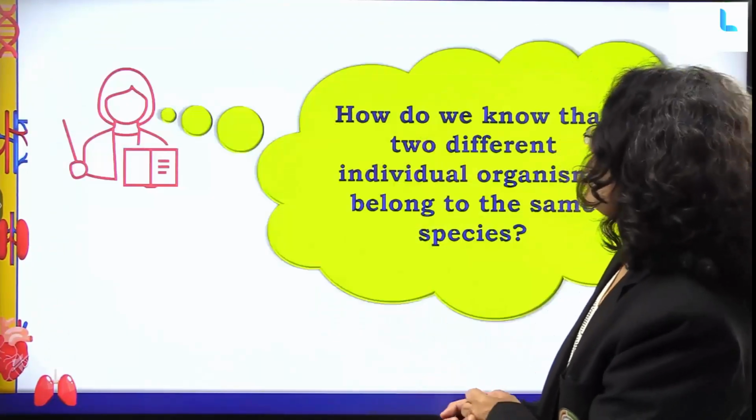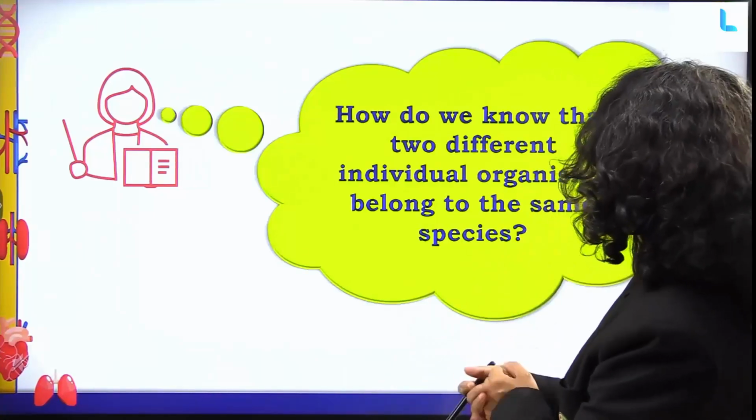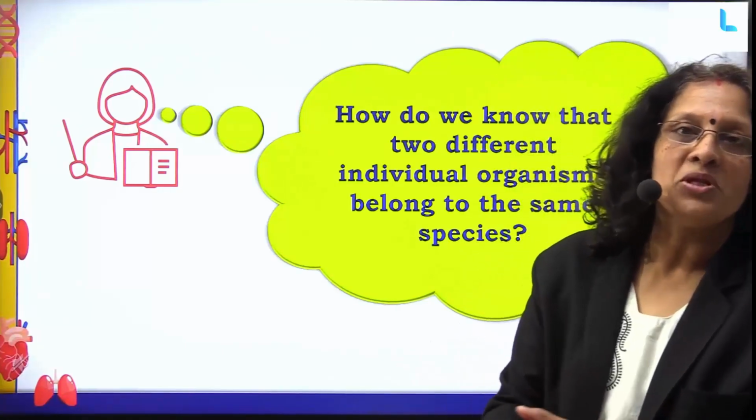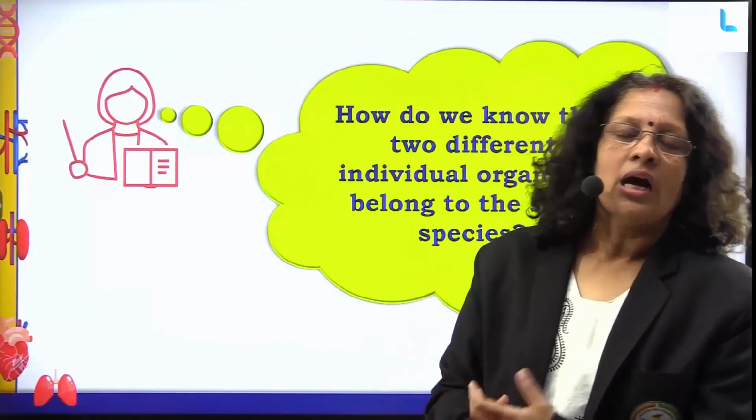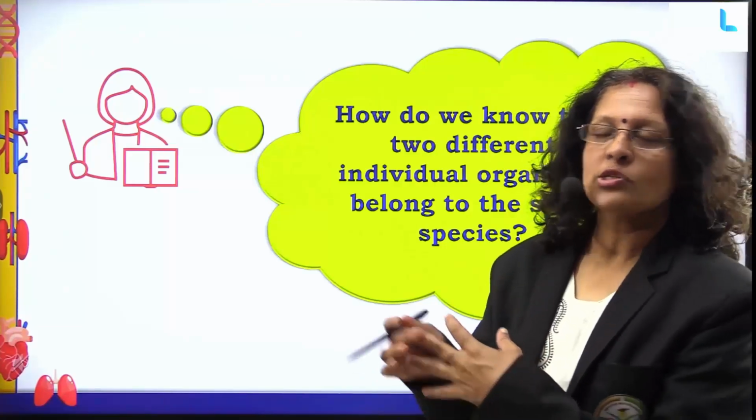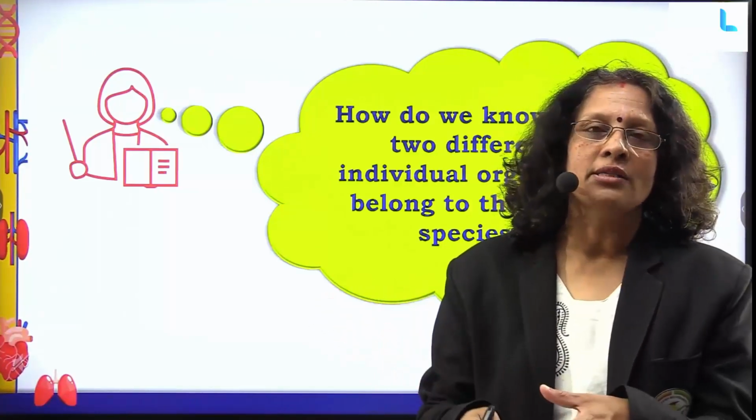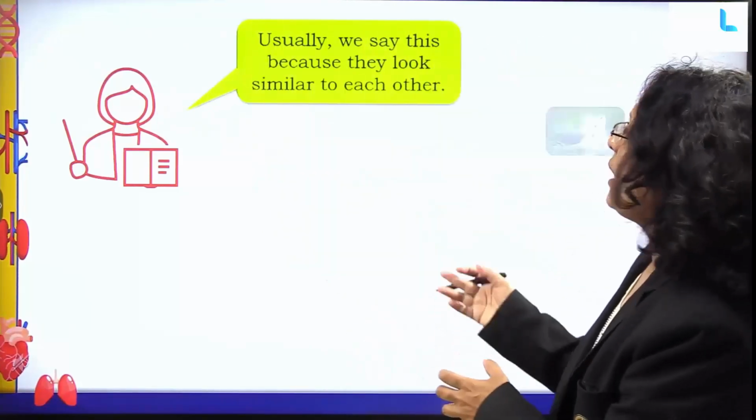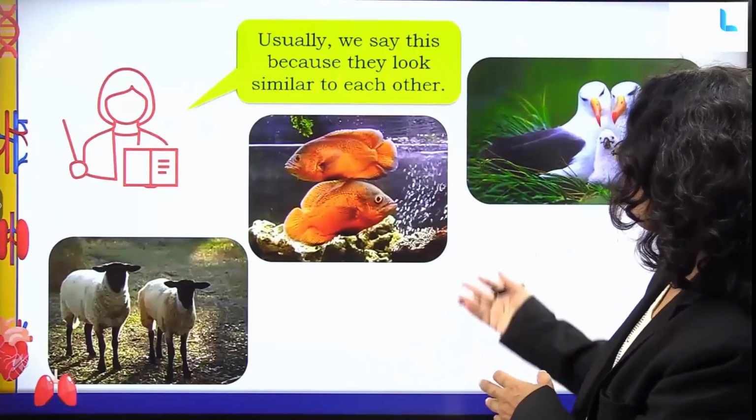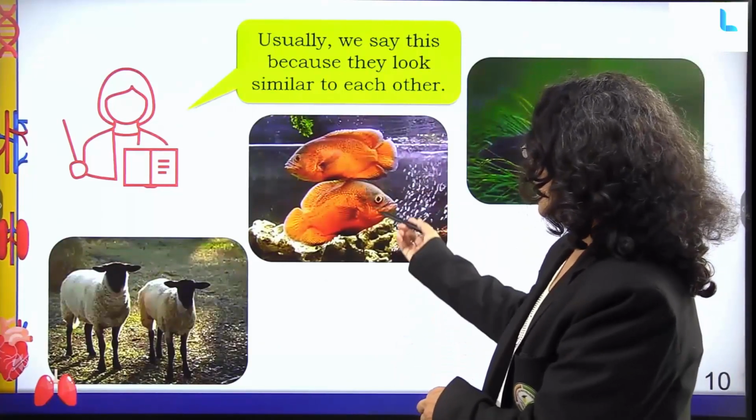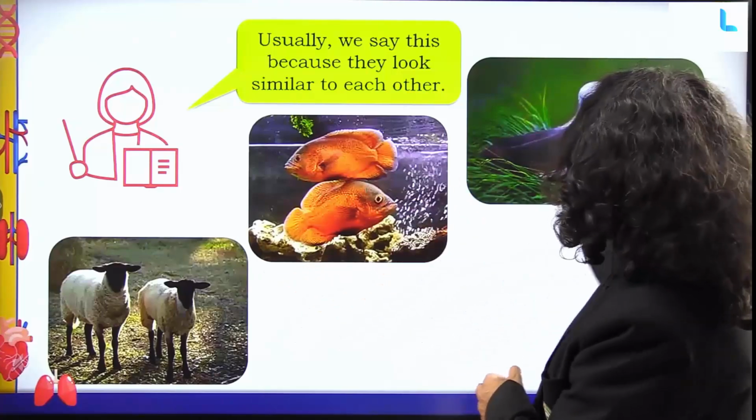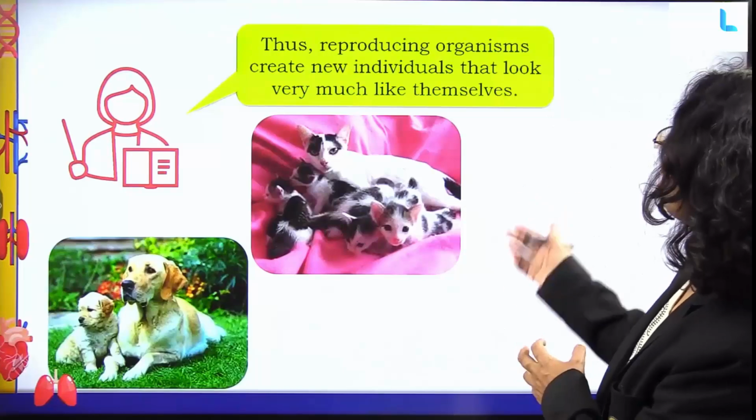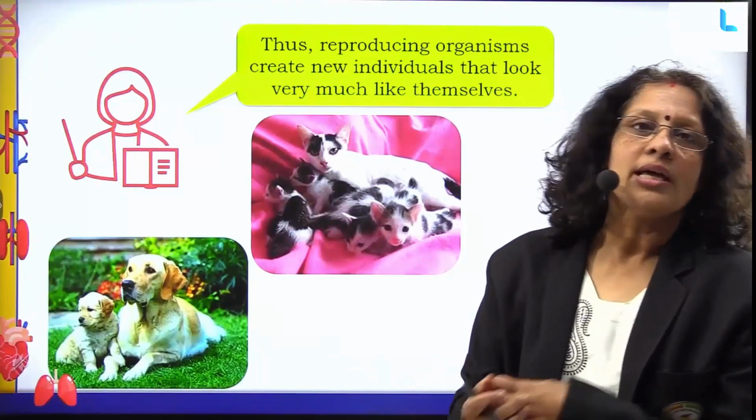Now how do we know that two different individual organisms belong to the same species? Even if they do not look alike, or are very different in looks, their behavior and their way of particular activities will be the same. Usually we say this because they look similar to each other. We can say they are offspring because they look similar, so a reproducing organism creates a new individual that looks like it.